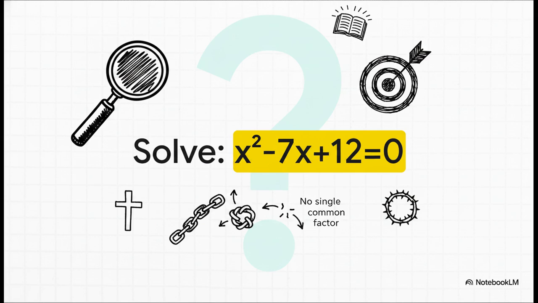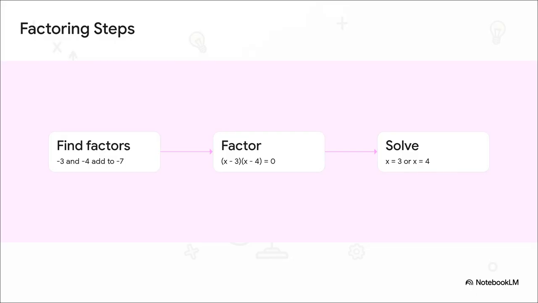x squared minus 7x plus 12 equals 0. It's already in standard form, firmly set to 0, so our target is locked. But wait, there's no single factor common to all three terms. So what do we do now? Well, let's use our reasoning skills.